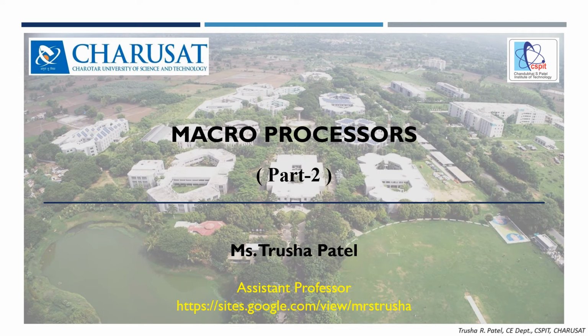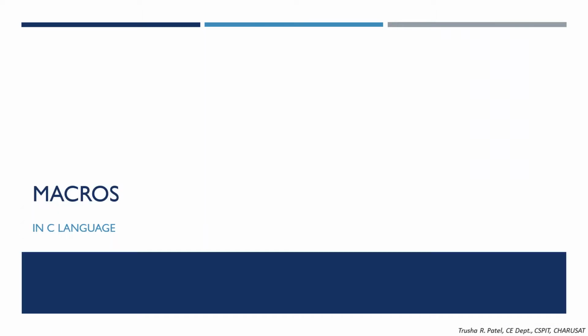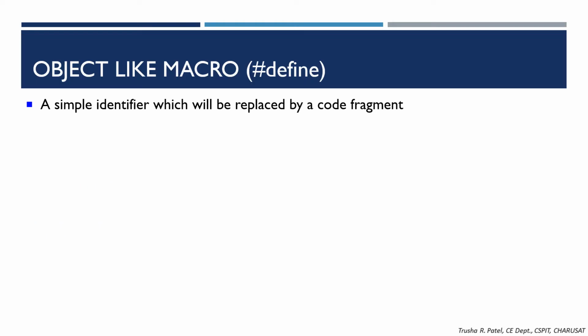Welcome to part 2 of macro processor. So, starting with the macros in C language. The first type of macro available in the C language is the object-like macro, that we can define using the #define statement, a simple identifier which will be replaced by the code fragment. Let us have a look at that.